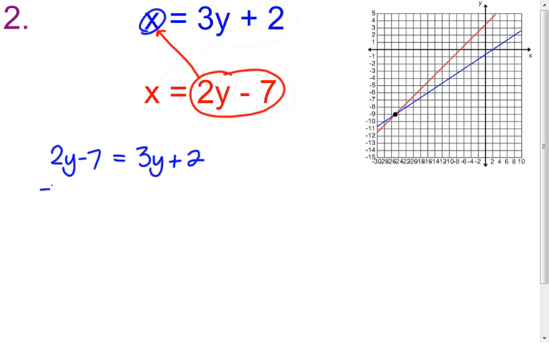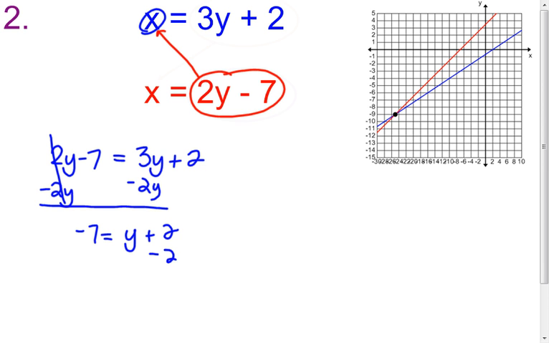So I will subtract 2y, and I will get -7 equals y plus 2. And then I will add 2, or subtract 2, I mean, and y equals -9. Okay, so there's my first variable that I've solved for.